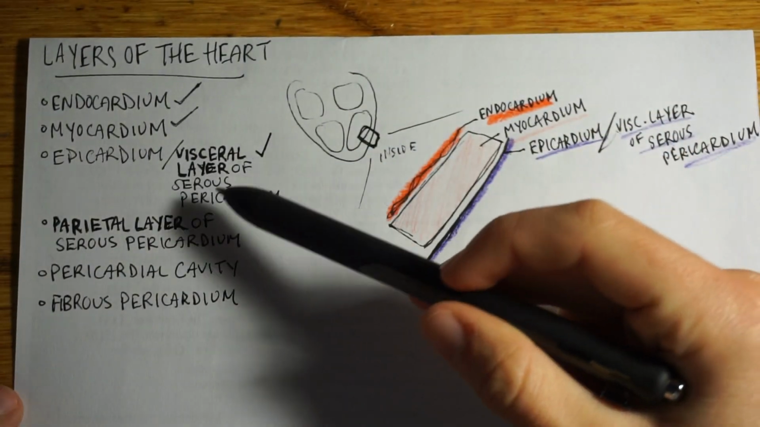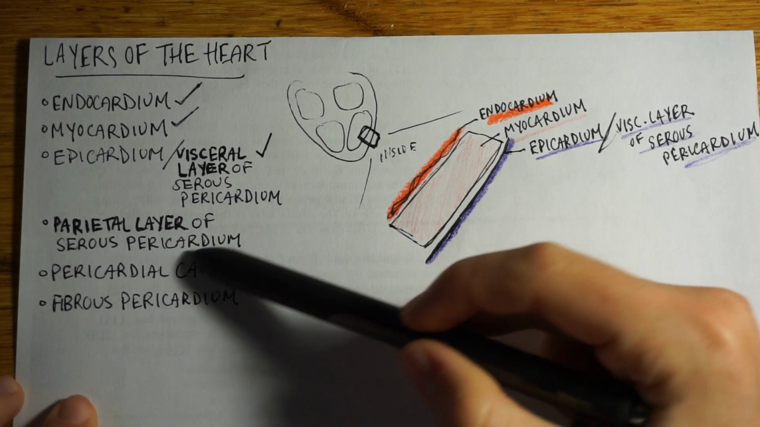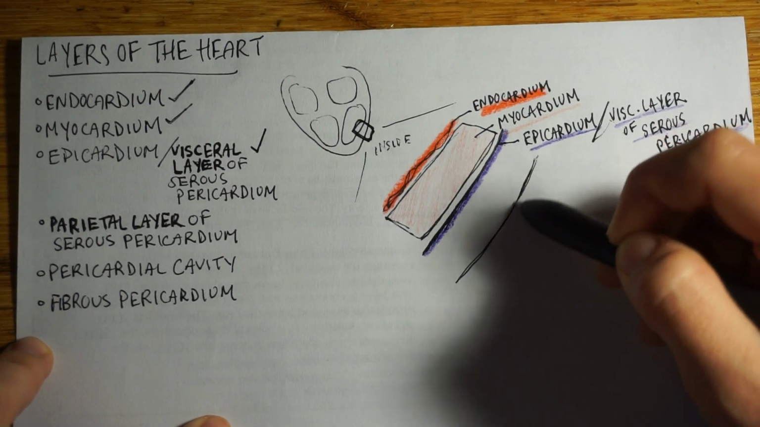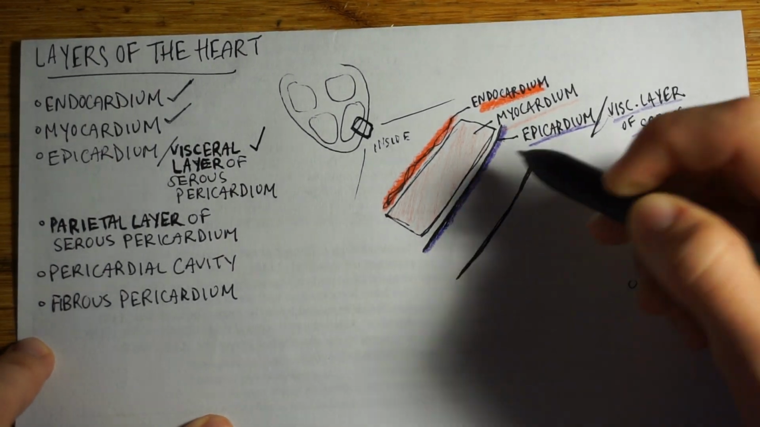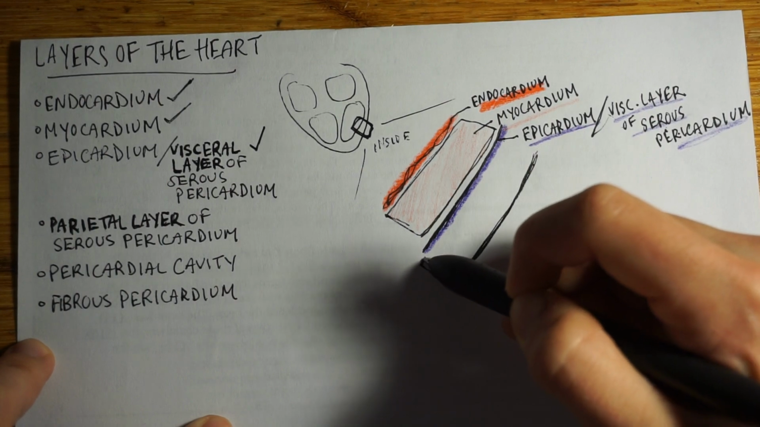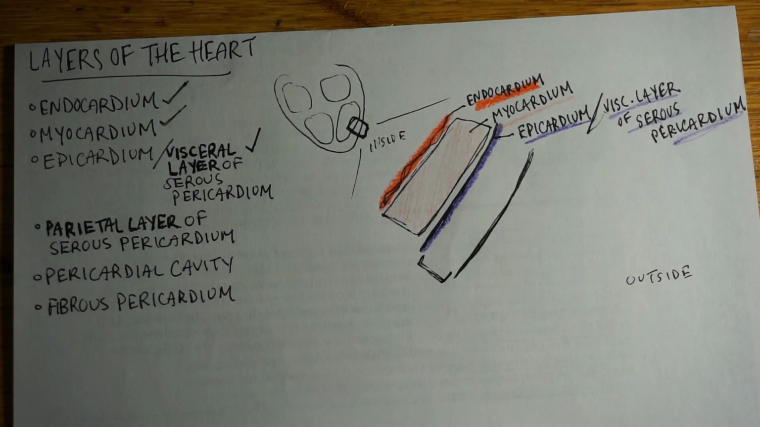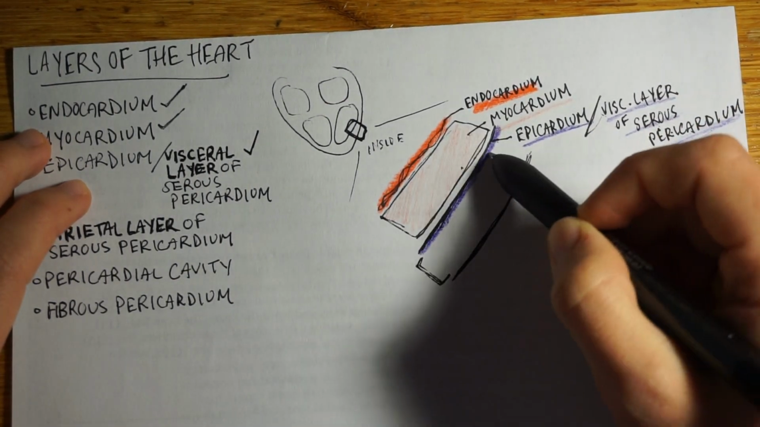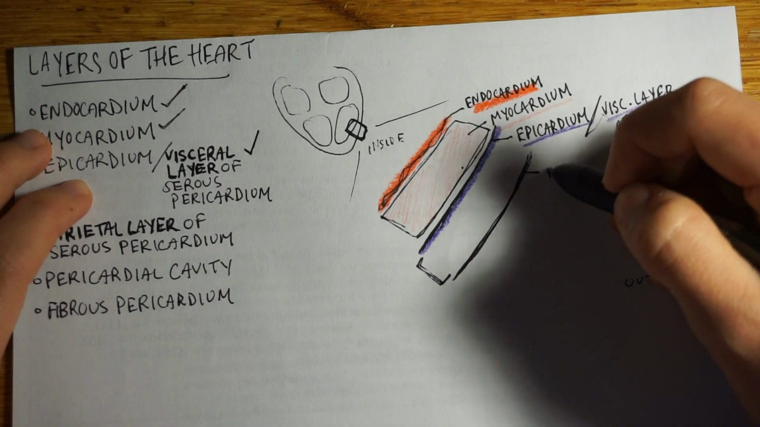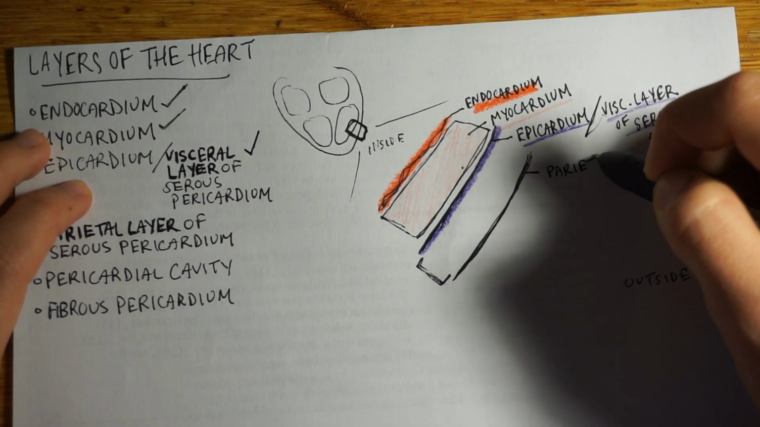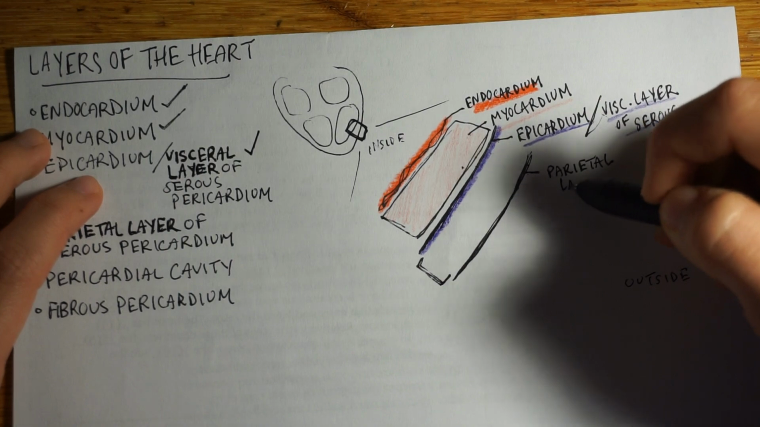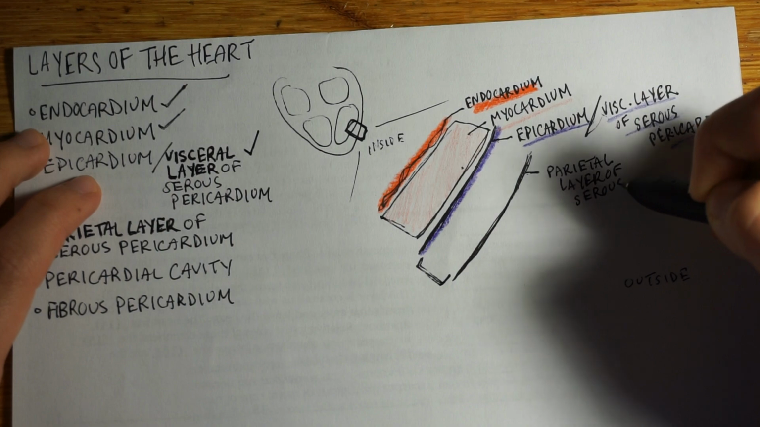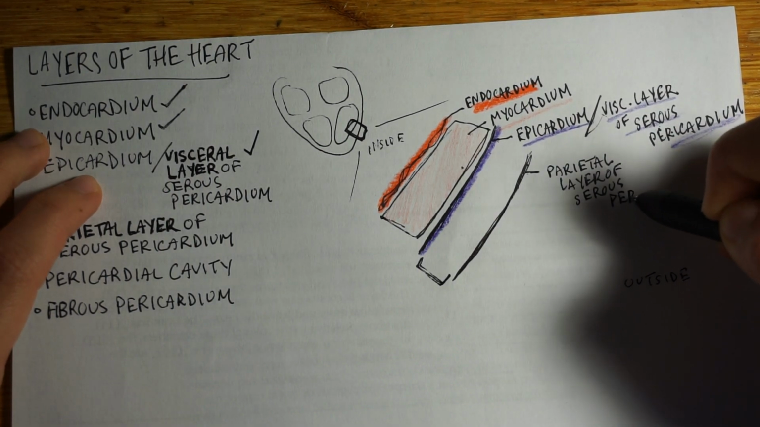But before we get to the next layer, which is the parietal layer of the serous pericardium, there's actually this gap. So we're going to draw it out here. We're going to draw the next layer out here. This is that parietal layer, but there's this big space here. We'll talk about that in just a second after we label this. So this next layer, it doesn't sit just next to the epicardium and the visceral layer. This is the parietal layer of the serous pericardium.